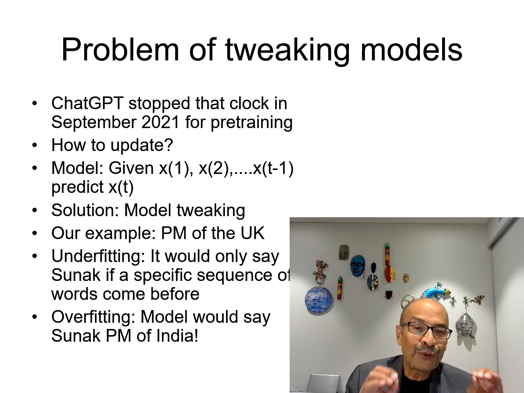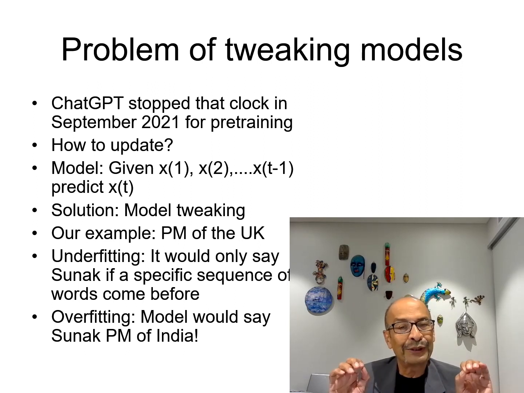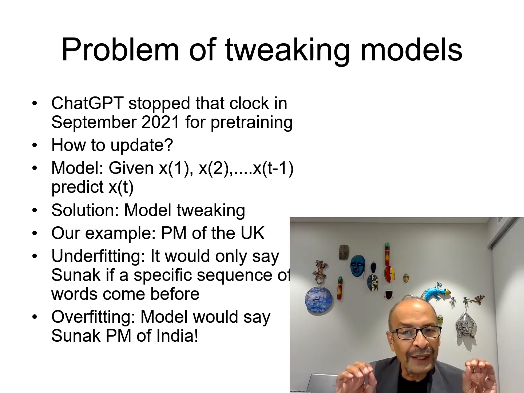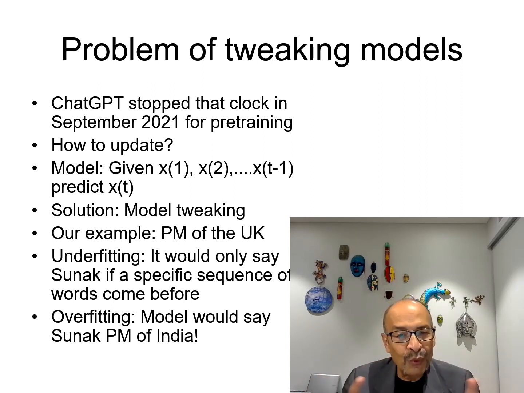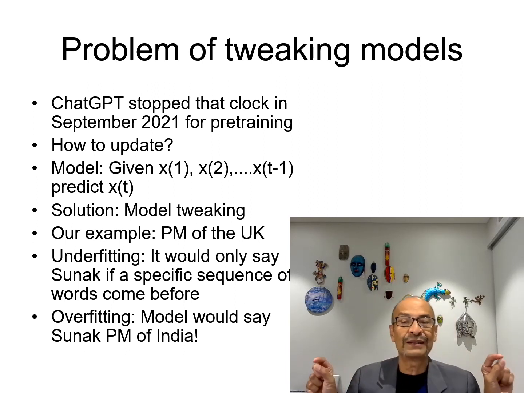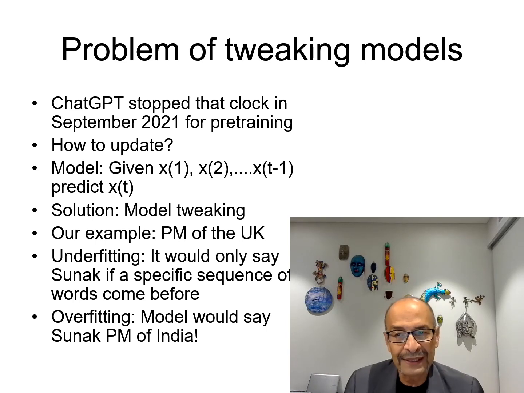There's also a problem of overfitting the model. And if you overfit the model, it produces a more generic kind of thing that overfitting does. It might end up saying that Rishi Sunak is the Prime Minister of India. So obviously we do not want that. The overfitting is a problem because it says some completely wrong things, and underfitting is also a problem because unless those string of sequence come in first, it's not going to give us Rishi Sunak at all.